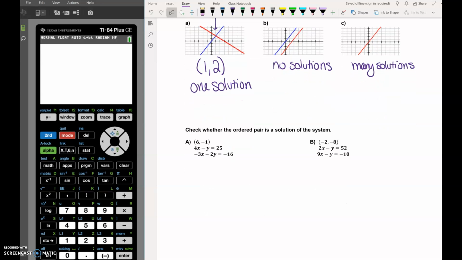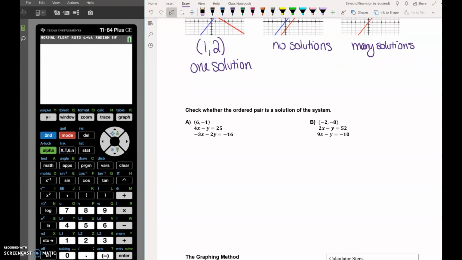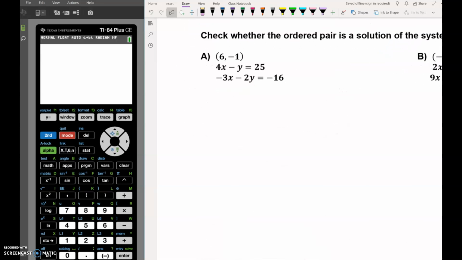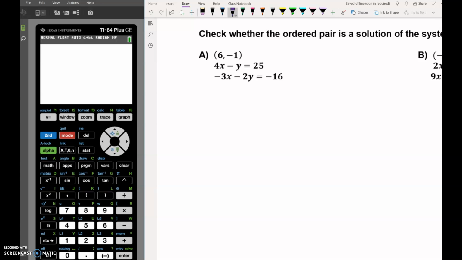First thing we need to do after that is check points to see if those points are solutions to the system or not. So we have the point (6, -1). We need to know if the point (6, -1) is a solution to this system of two equations. So plug 6 into x, plug -1 into y, see if the equation works. So in example A, we are going to do 4 times 6 minus a negative 1, and we'll see if that ends up equaling 25.